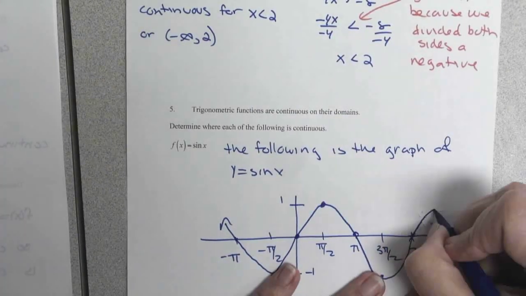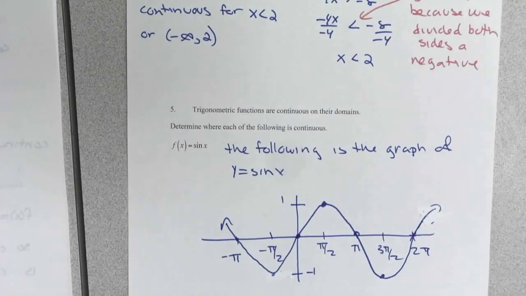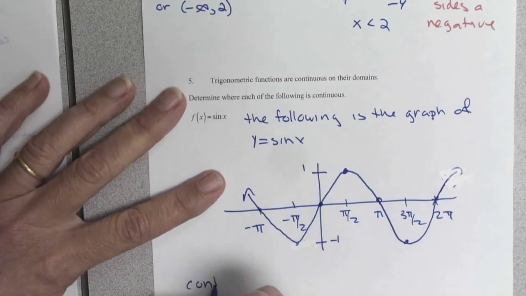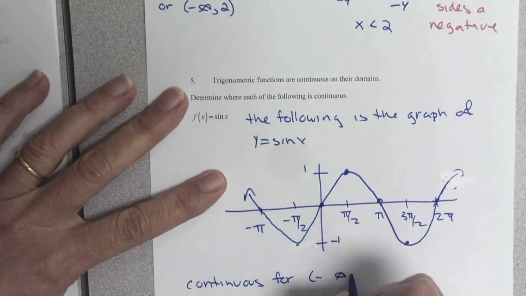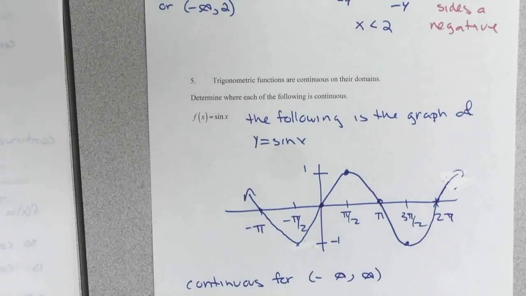And so based on what the graph looks like, it's continuous for all reals, negative infinity to infinity. And it's best just to memorize that. The graph has no gaps, breaks, or holes, and we're just going to accept that as true. Same thing would be true for cosine. The graph of cosine is very similar. Cosine is continuous for all reals.